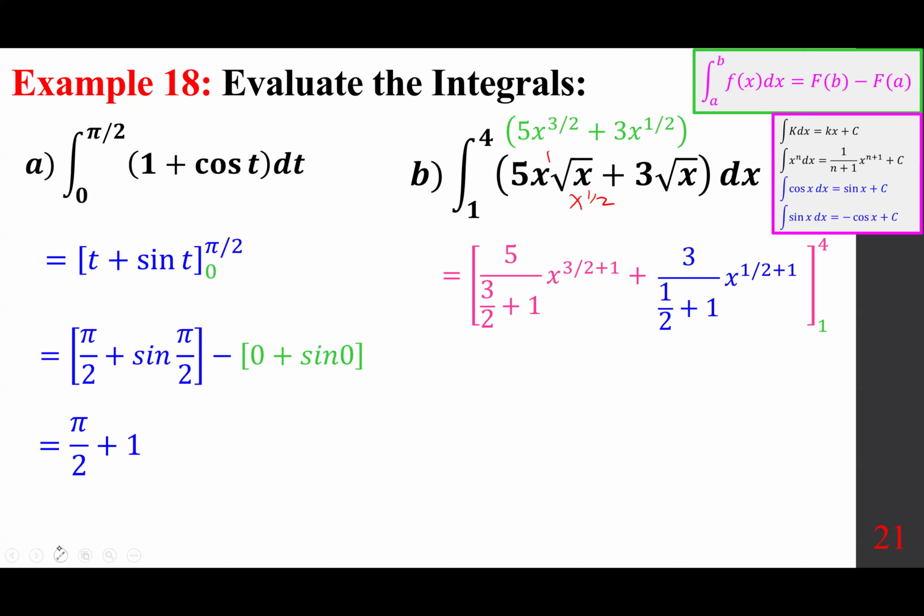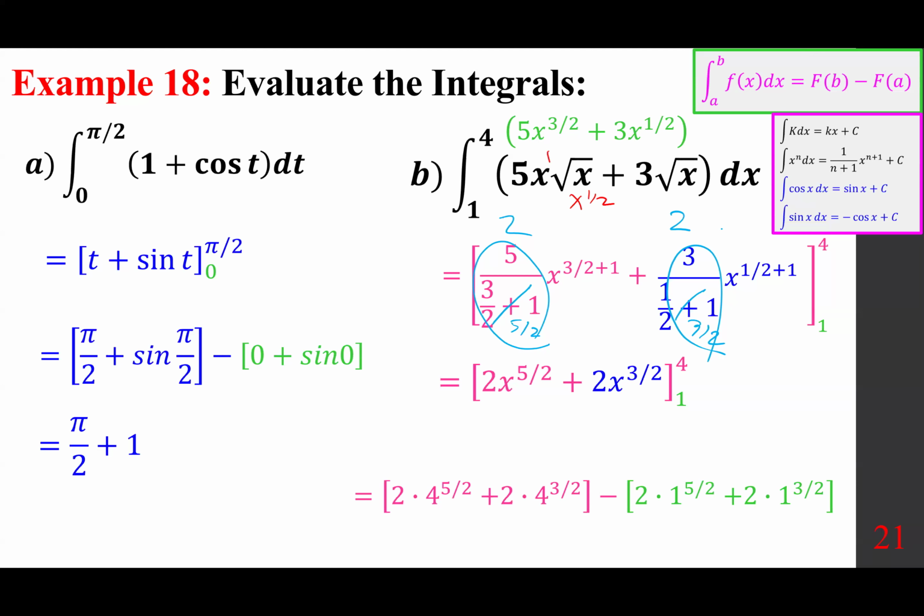Let's see what happens here. We are going to write this as 5 halves. This one has 2, 3 halves. This one has 2. And we are ready to plug in 4 and plug in 1.